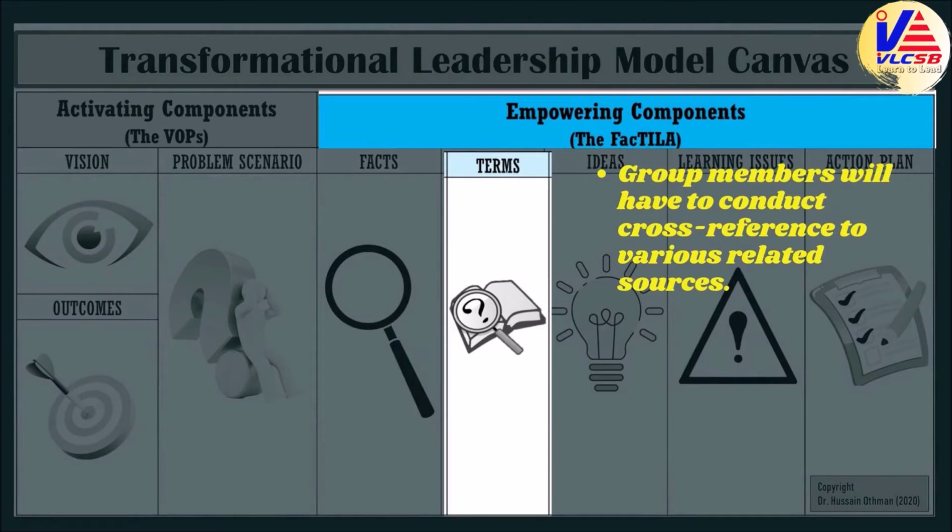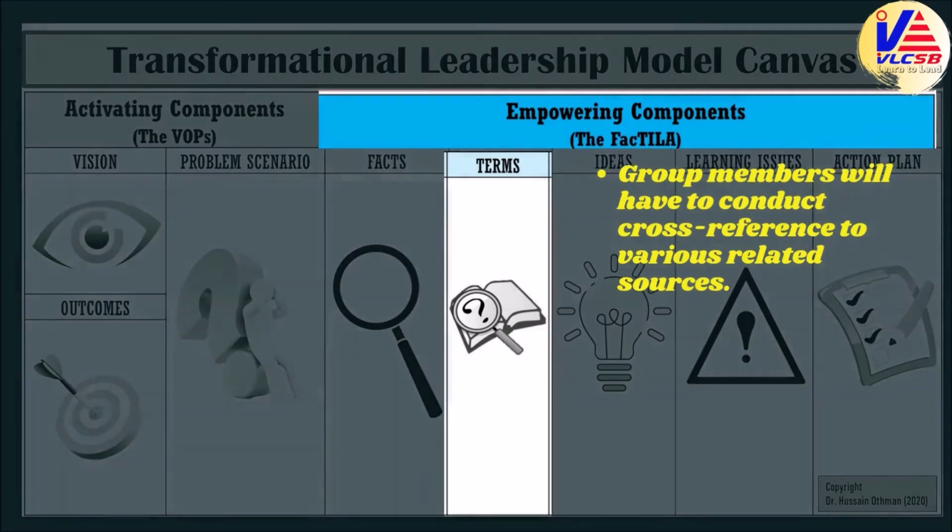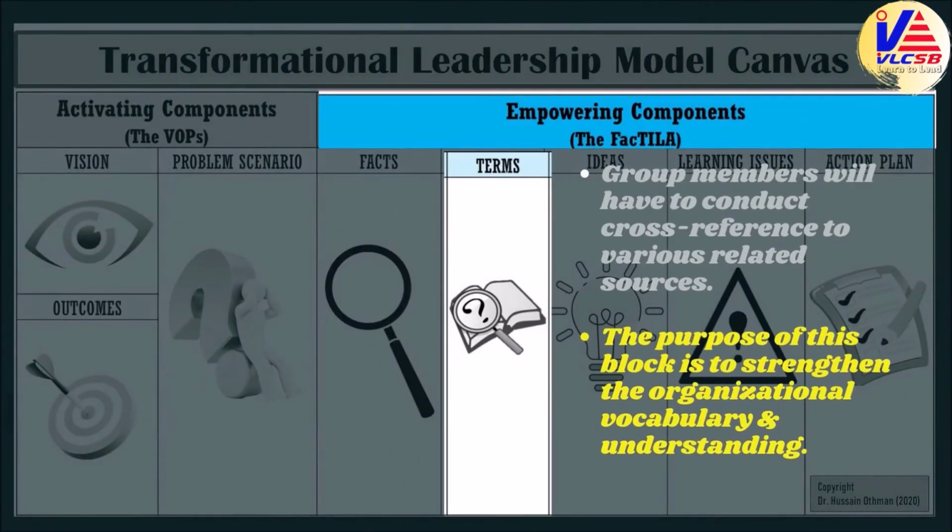The terms. A good problem scenario should carry sufficient terms, including important terminologies, abbreviations, unique phrases, proper names, or any strange or difficult to understand words or phrases. Group members will have to conduct cross-reference to various related sources. The purpose of this block is to strengthen the organizational vocabulary and understanding.